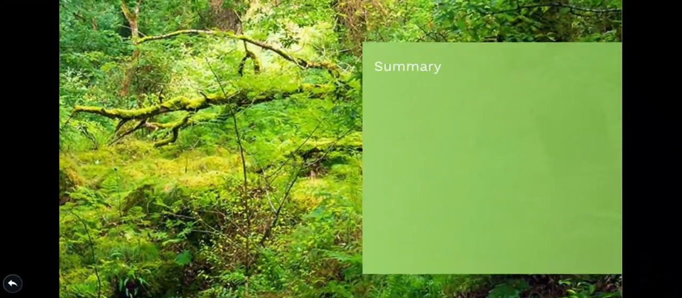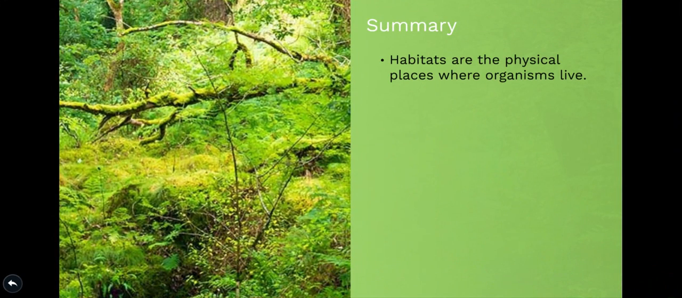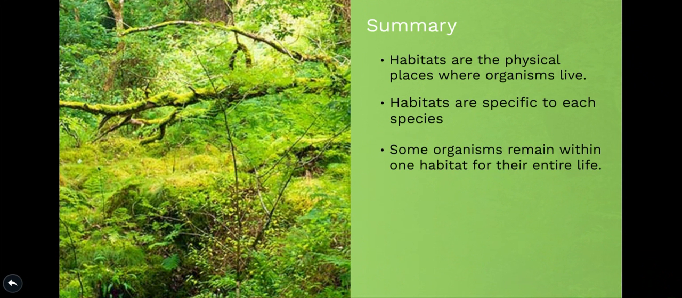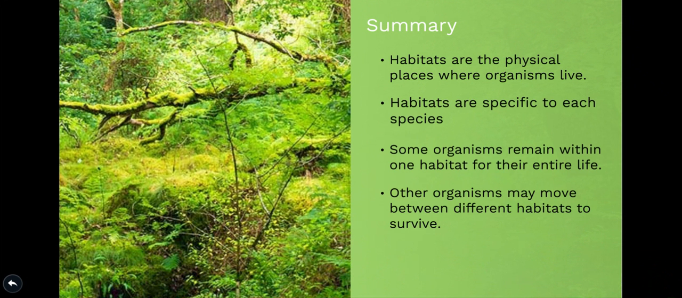Okay, to summarize in this particular video, habitats are the physical places where organisms live. They're specific to each species, and what we also understand is that some organisms remain within one habitat for their entire life cycle. For example, a plant at the bottom of a lake may not leave that lake at any particular point. Other organisms may move between different habitats to survive. So this may include your monkeys in the rainforest that may spend a lot of the time on the emergent layer, and they might occasionally drop down into the forest floor to find food if the need arises.